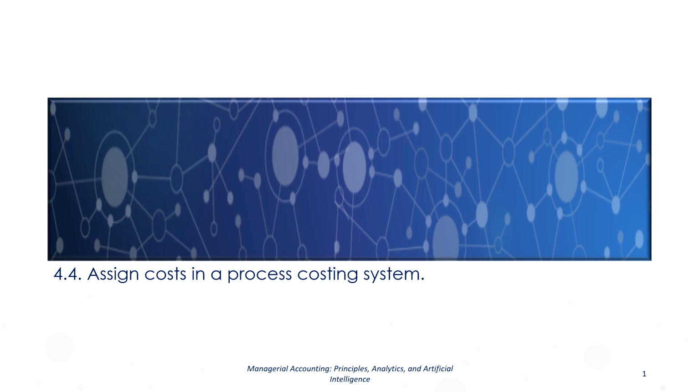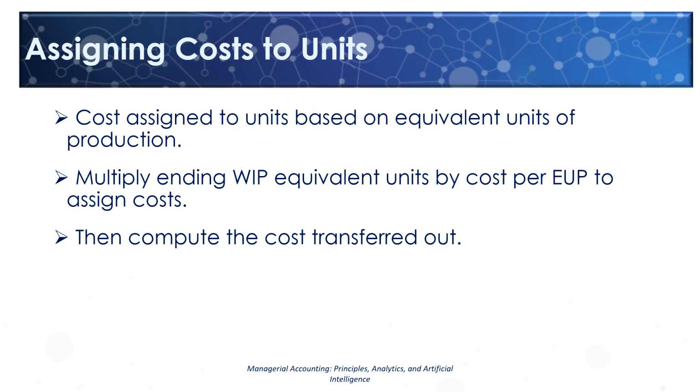Now let's assign costs in a process costing system. To assign cost to units, we do this by multiplying equivalent units in ending work in process by the cost per equivalent unit. Once we calculate ending work in process cost, we compute the cost transferred out. Cost transferred out is the total cost in work in process that was completed and moved to finished goods. You might note ending work in process equals ending work in process equivalent units times cost per equivalent unit of production.